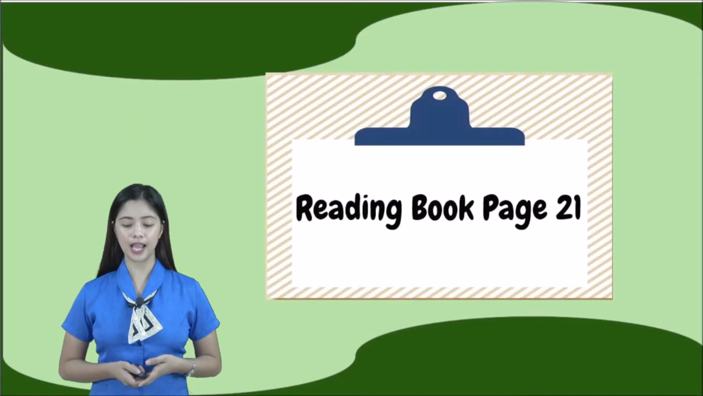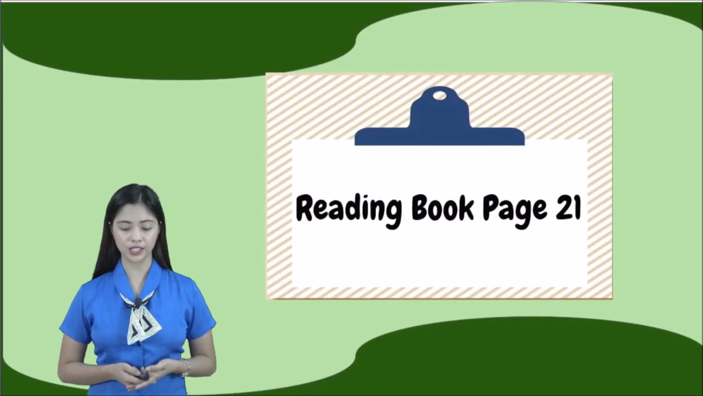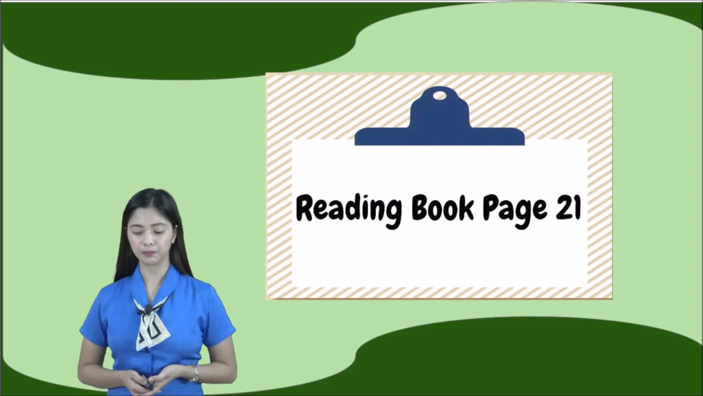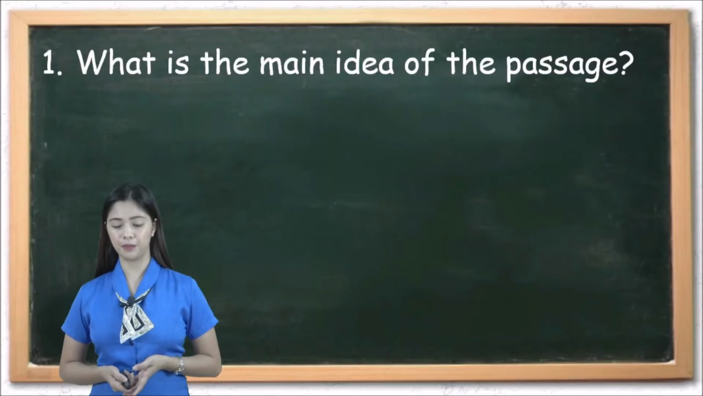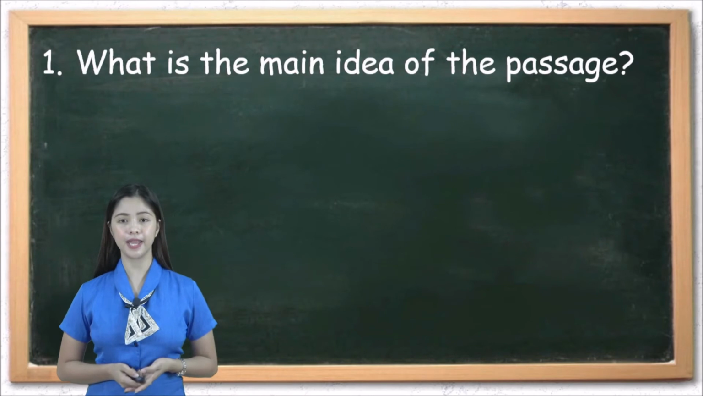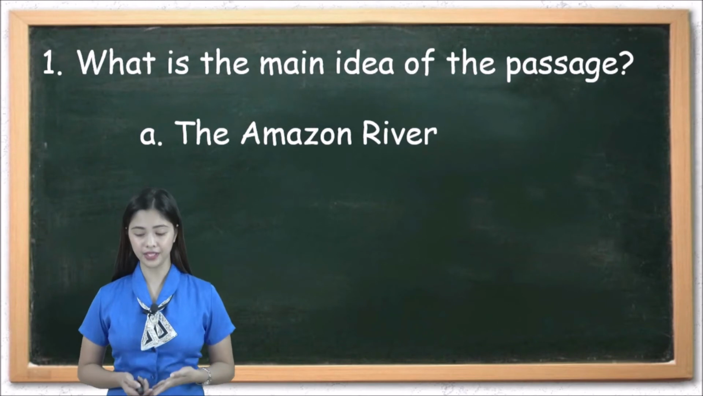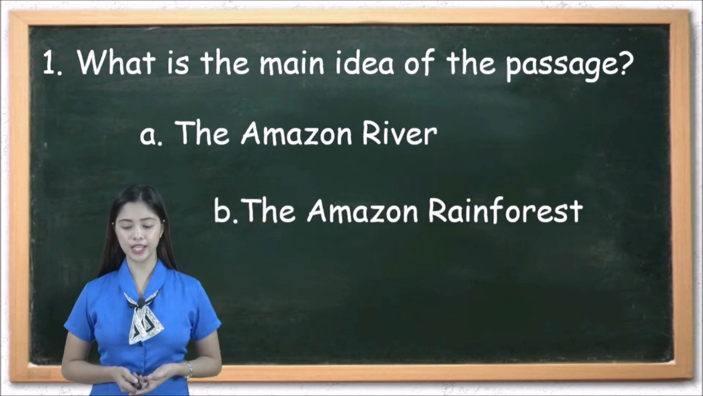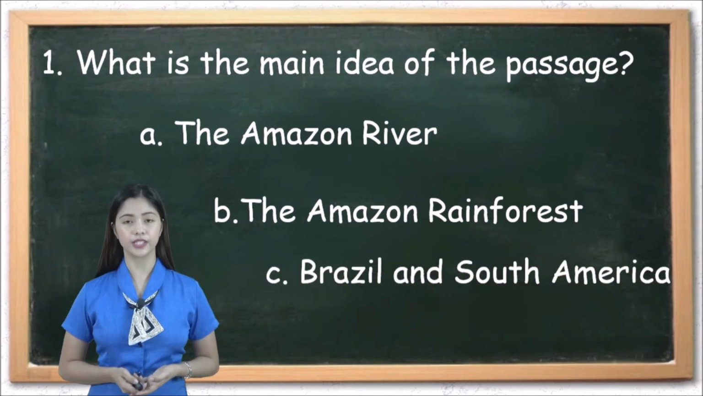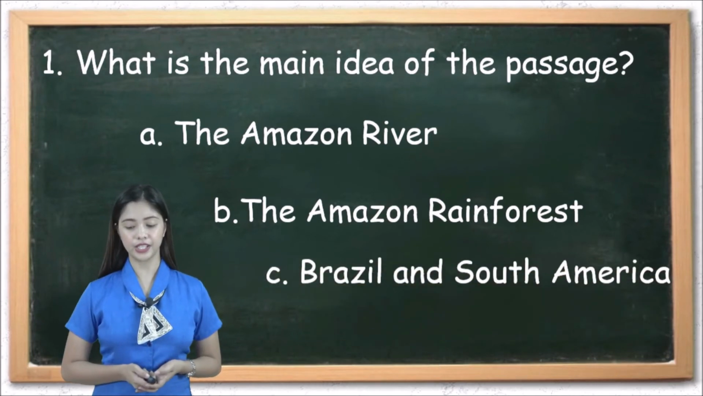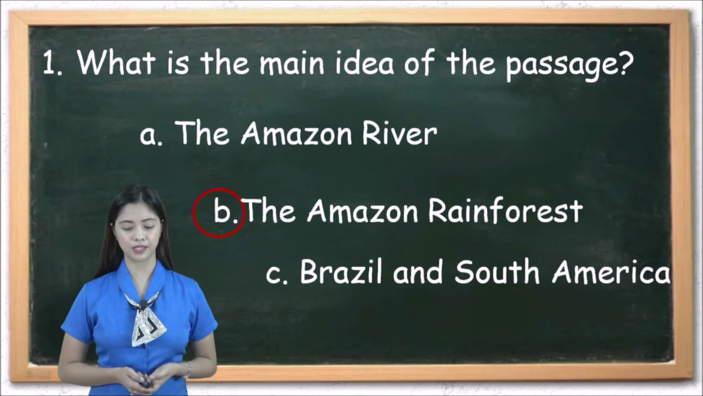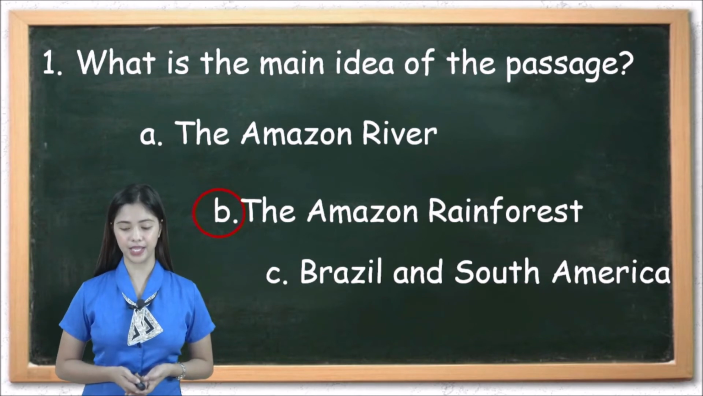So kids, kindly get your reading book and turn to page 21. Let's answer number 1. What is the main idea of the passage? A, the Amazon River, B, the Amazon rainforest, or C, Brazil and South America. So the correct answer, kids, is the Amazon rainforest, letter B.